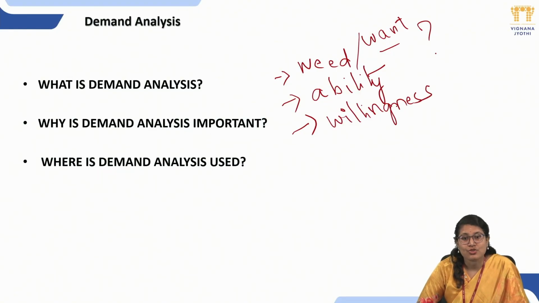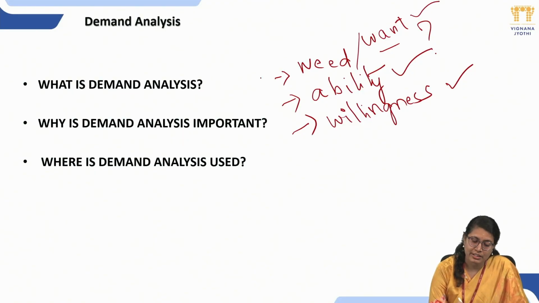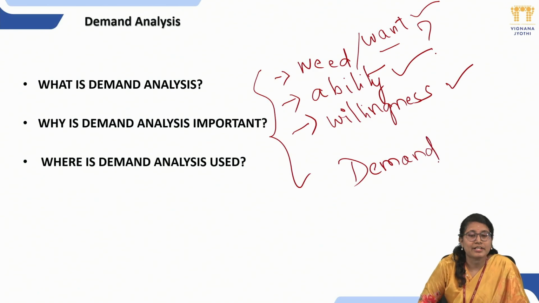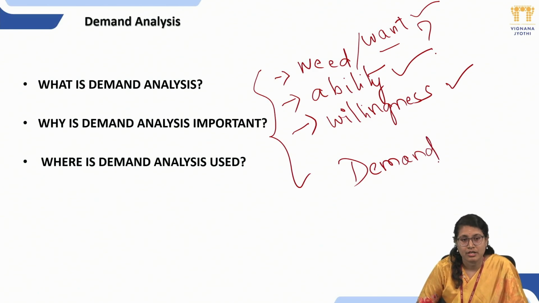So this is called demand. If I accept the price, if I have the ability to pay, and if I have the need, then you can say there is demand. Otherwise, there is no demand for the product. So when can you say there is demand for the product?